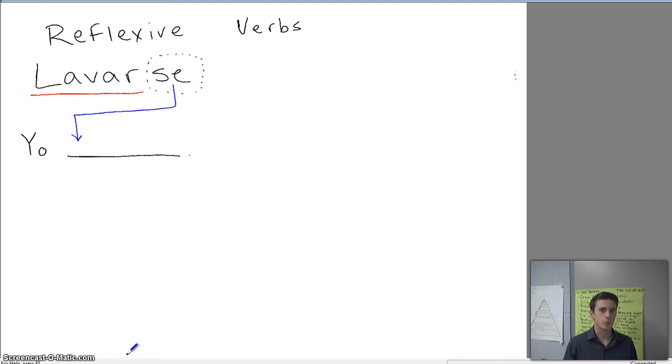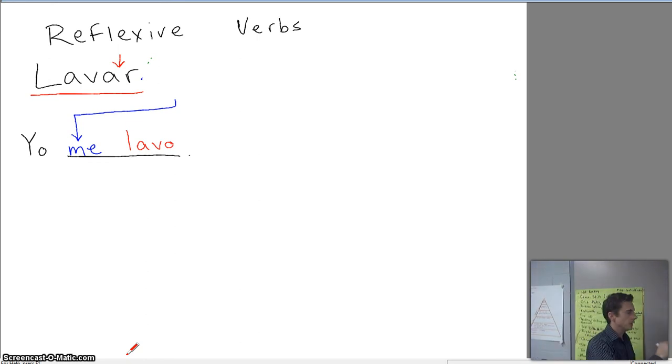But se isn't the reflexive pronoun that goes with yo. The reflexive pronoun that goes with yo is me. After that, we've done away with our pronoun. Let's erase that again. We've taken care of it. And now all we have to do is conjugate that verb as it should be conjugated. So we'll make the change to our ending for yo, and it would be me lavo. Yo me lavo, I wash myself.